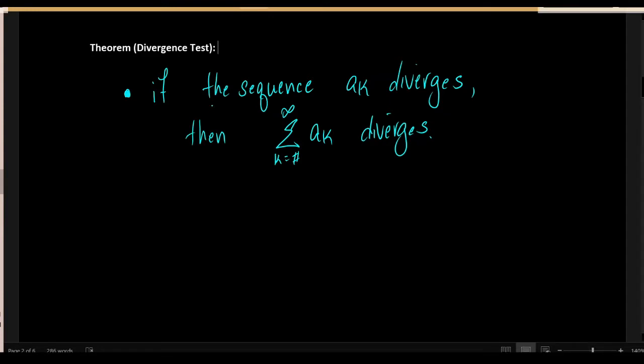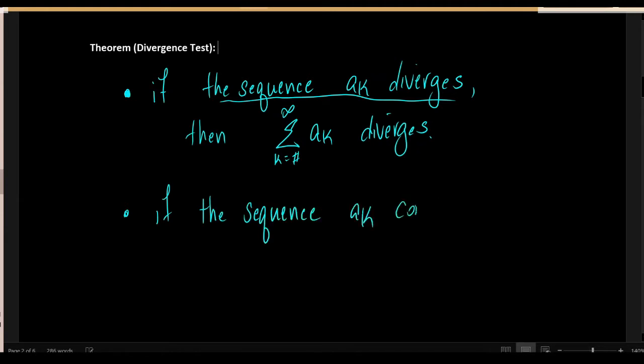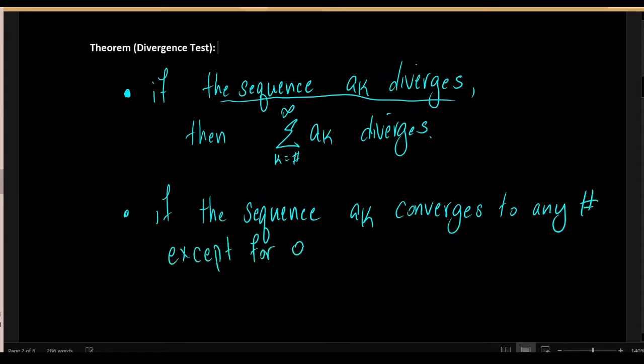So the hypothesis is that the sequence is divergent. If the sequence converges, then this part of the theorem is still locked. You cannot make any conclusions at all. The divergence test has a second part, though, which says if the sequence A_k converges to any number except for 0, then the series diverges in that case as well.